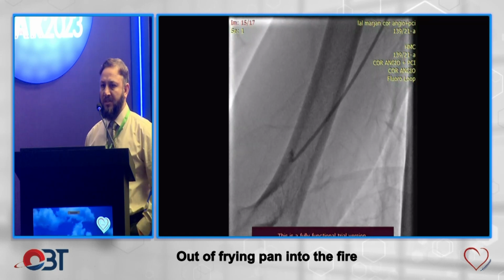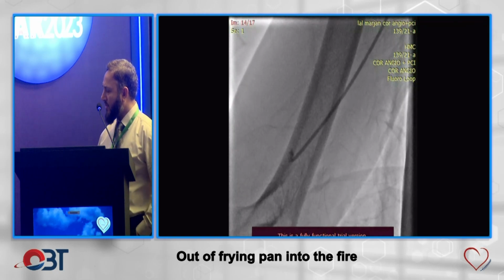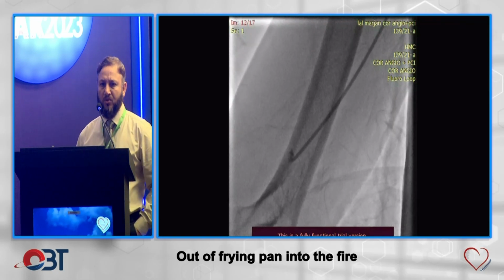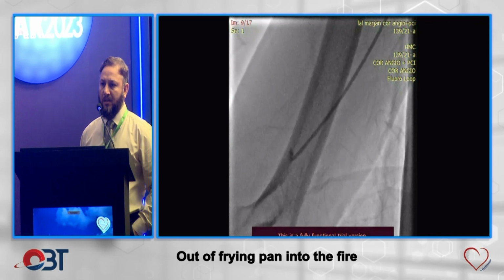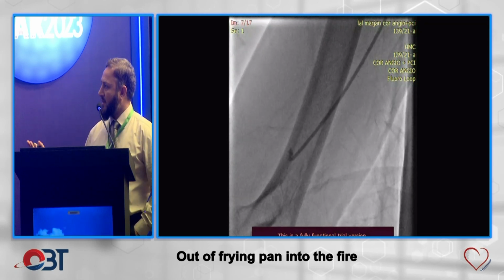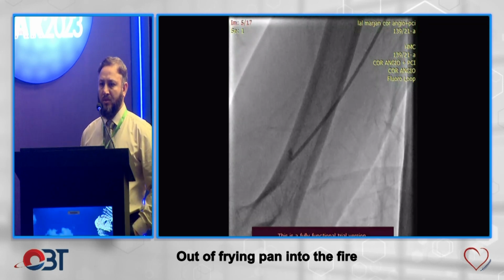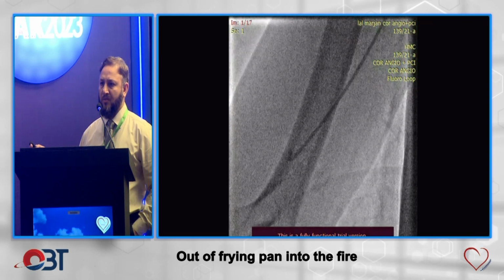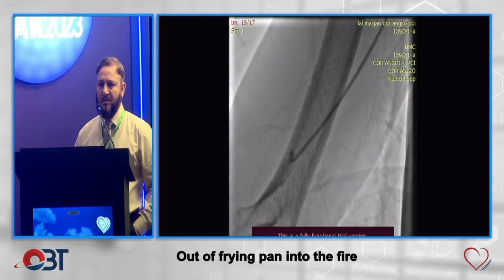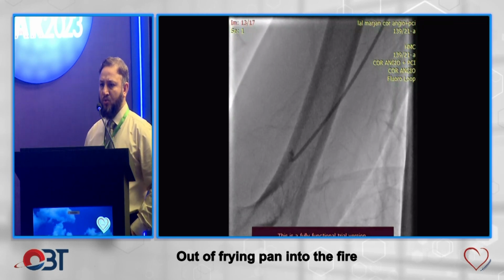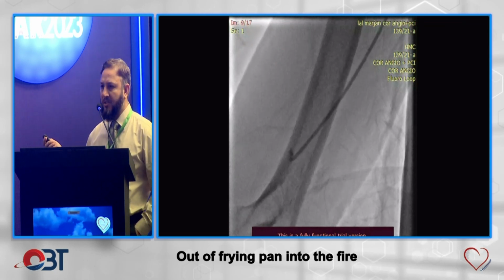We tried it from the right radial approach, but we were not successful. Then we thought we should shift our insertion. So we went to the right femoral approach, and from the right femoral approach at that time in the cath lab we had this multi-loop snare, which is usually a coronary artery snare. It is smaller in size, but we tried with that initially.